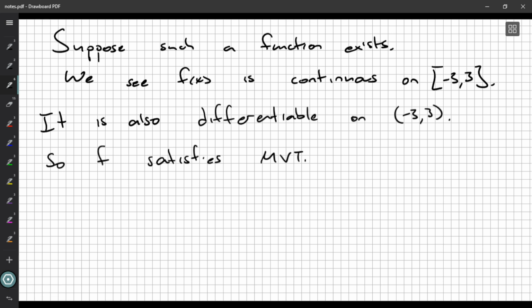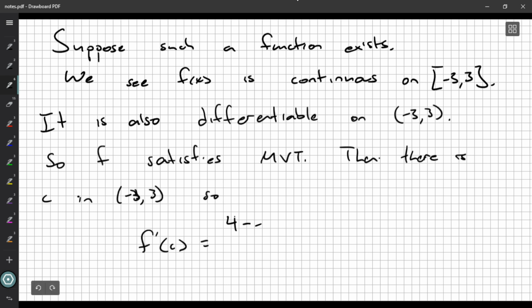So this function here, if we had one, satisfies the mean value theorem. Okay, so what does that mean? Well, then there is some c in the open interval that we have distinguished here, so that the derivative evaluated at c is, what is it? It's f(b) minus f(a), so 4 minus -4 over 3 minus -3. So that's going to be 8 over 6, 4/3.